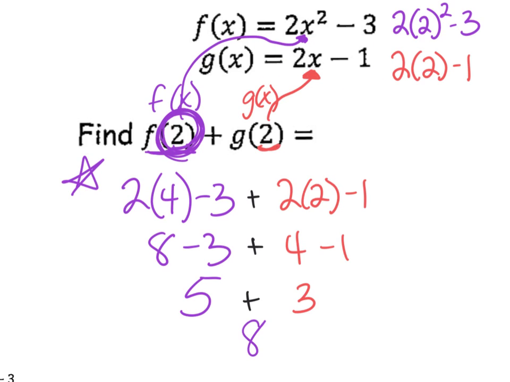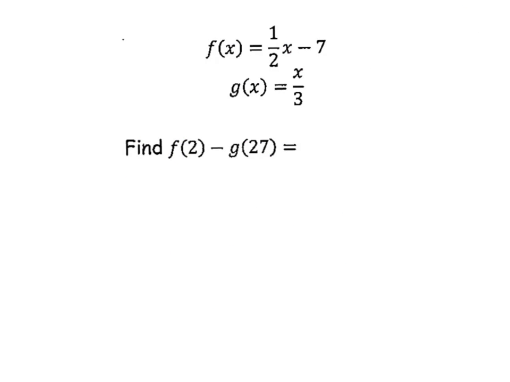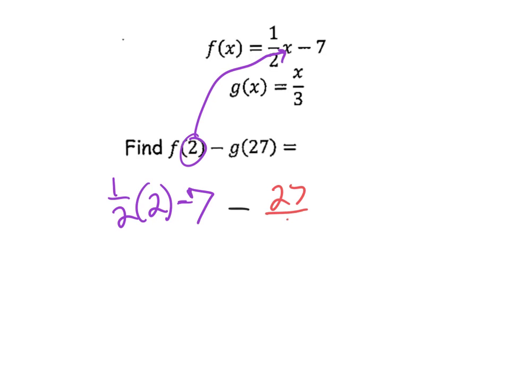Last one. So you're basically plugging in. Let's do purple and red again. Plug in 2 for your f function. 1/2 times 2 minus 7. Subtraction sign now. Whoops, I almost messed that up. Subtraction. Now I'm going to plug in g of 27. 27 over 3. Do all of your purple first and then do your red. Do the functions separately and then subtract them.